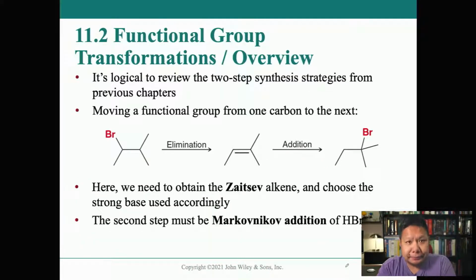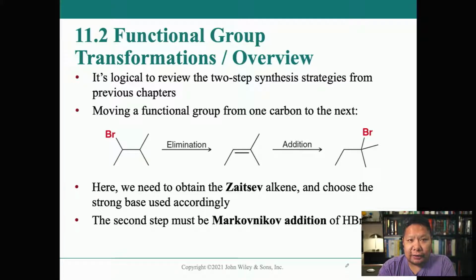All right, so functional group transformation, that's kind of like the first thing we're going to talk about when it comes to synthesis. It's logical to review the two-step synthesis strategies from previous chapters. You saw that before too. That was actually in the last exam, that one question where we ended up with halogenation and then elimination to get the alkyne. Remember that?